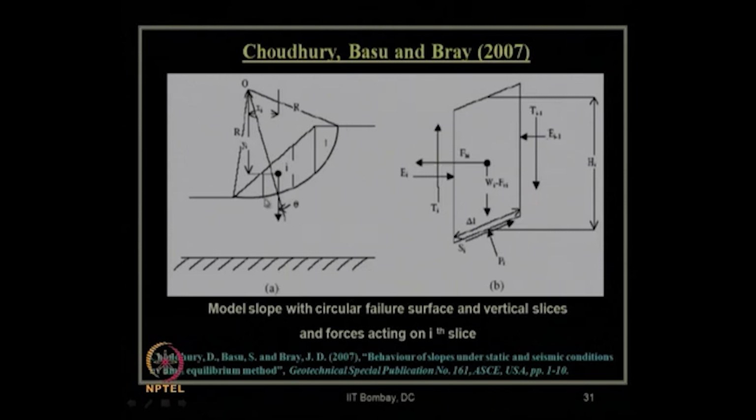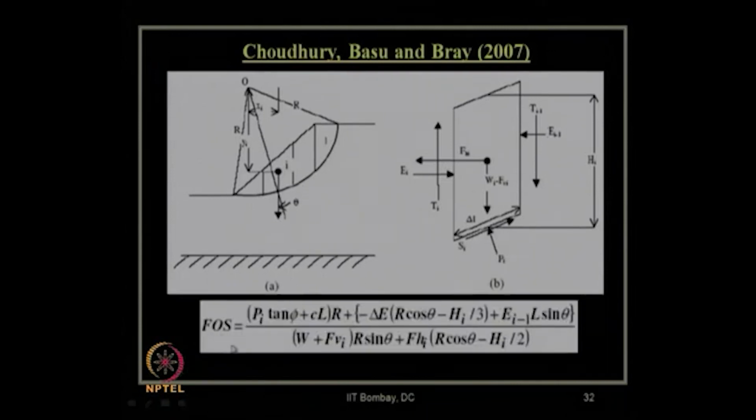So, we have analyzed a soil slope considering an arc of a failure surface, using the vertical slice method, and the horizontal additional seismic inertia force as well as the vertical seismic inertia force are also taken care of, including the interface forces which are acting between slices, clear. So, using that, we have expressed the factor of safety expression, the closed form solution, for any ith slice in this form.